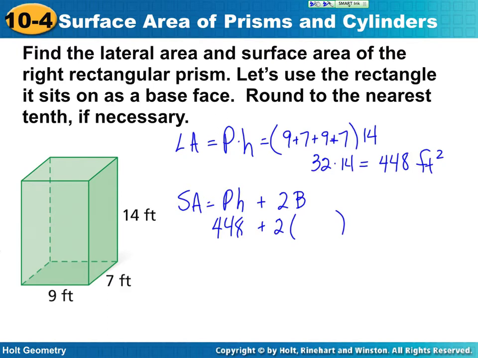Square? Not quite. Oh, rectangle, with 9 and 7 for the sides. How do you get the area of it? Base times height. Okay, so 9 times 7 is 63. So 63 times 2 is 126. We have to add that on to the 448 that we had. 74 square feet will be our total surface area. That's how much wrapping paper we would need in order to wrap that box.